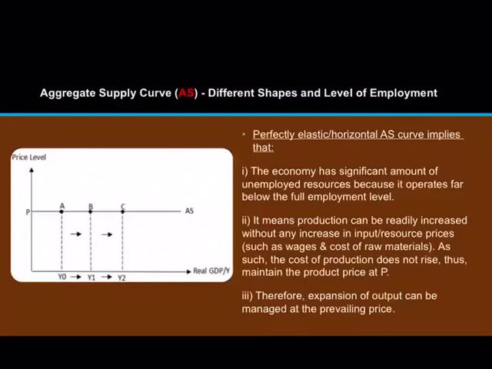As such, the cost of production does not rise because we are not incurring new expenses. We are just producing using the same amount of resources and technology. Therefore there's no extra cost. Hence, the prices of products and services are constant. Therefore, the expansion of output can be managed with the price remaining constant. This is a case of actual economic growth.